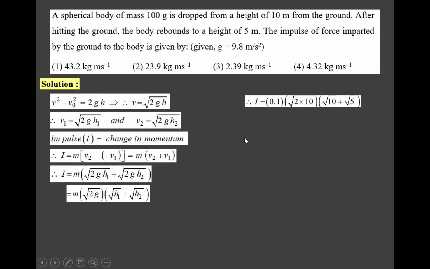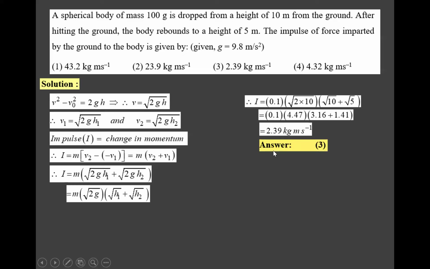Now substitute the values. Mass is 0.1 kilogram because it is 100 gram. Under root 2 into g, here directly I have taken g as 10, into (under root 10 plus under root 5). If we solve this, we get the answer 2.39 kilogram meter per second. If you take 9.8 here, then your answer will be very close to this one. So as per the given options, your answer is option 3. Clear, bachcho?